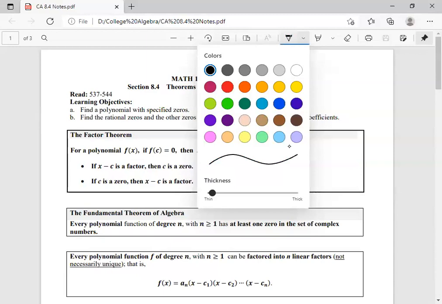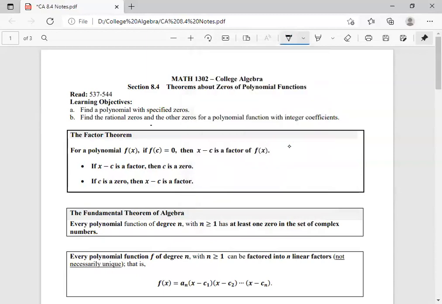So they have this factor theorem. To me, the theorems are like the most difficult, trying to remember what they mean and when I can use them. So let's just talk about this real quick. For a polynomial f of x, if f of c is equal to 0, well, already I know what this means. So here's an example. Let's say I plug in a 2 and the answer is 0. So I've got this big long equation and I plug in 2 and the answer is 0.